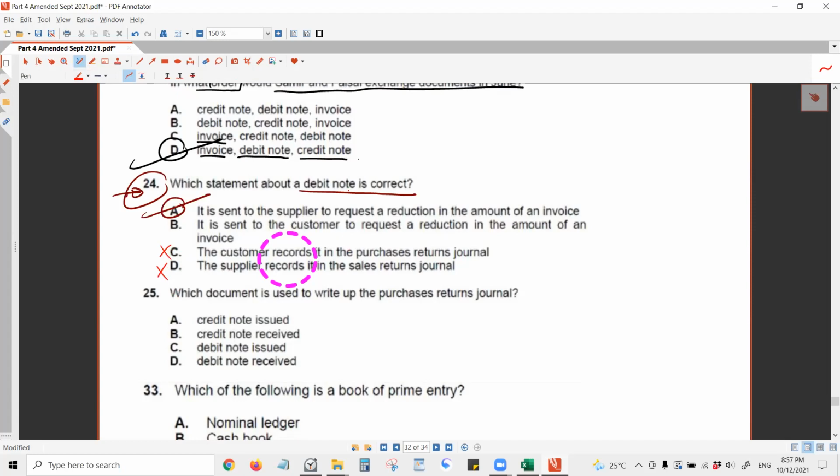This is sent by customer to supplier, to request a reduction in the amount of an invoice. Exactly the same as what I showed you in the notes. No difference at all. Of course, answer is A. Super easy question, so look carefully. Sent to customer is wrong because it's sent by customer to supplier. B is telling you that it's sent by supplier to customer, so B is wrong. Answer is A.